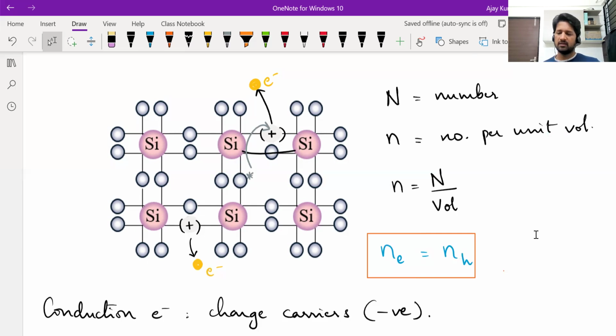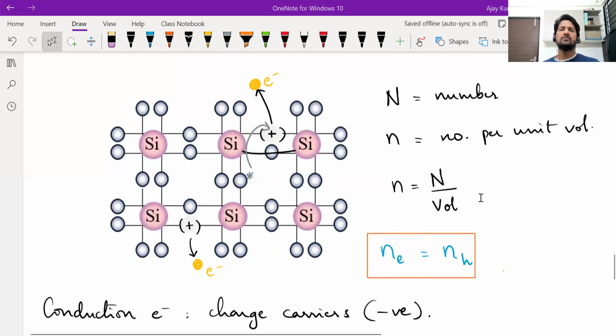In intrinsic semiconductors, however many electrons jump out of bonds, that many holes will be formed. So concentration of conduction electrons will be equal to concentration of holes. Sometimes in questions, they just say concentration of electrons, concentration of holes. They are referring to conduction electrons only. But we know that as such, intrinsic semiconductors don't have a good conductivity.